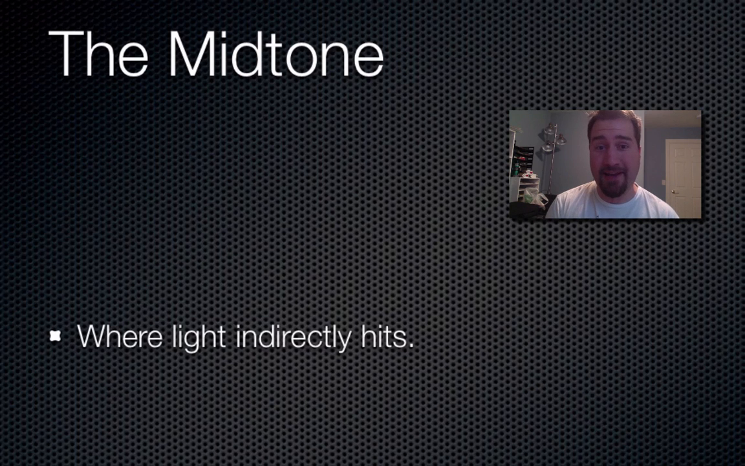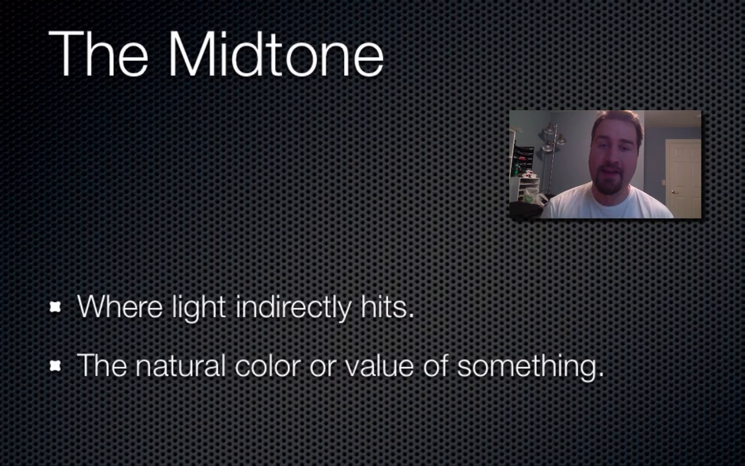The next piece of lighting is called the midtone. And the midtone is where light indirectly hits. Now that means there's light still hitting your form, or else you wouldn't be able to see it. But there's just enough light to make it look the way it should. And by that I mean you would see the natural, normal color of whatever you're looking at.